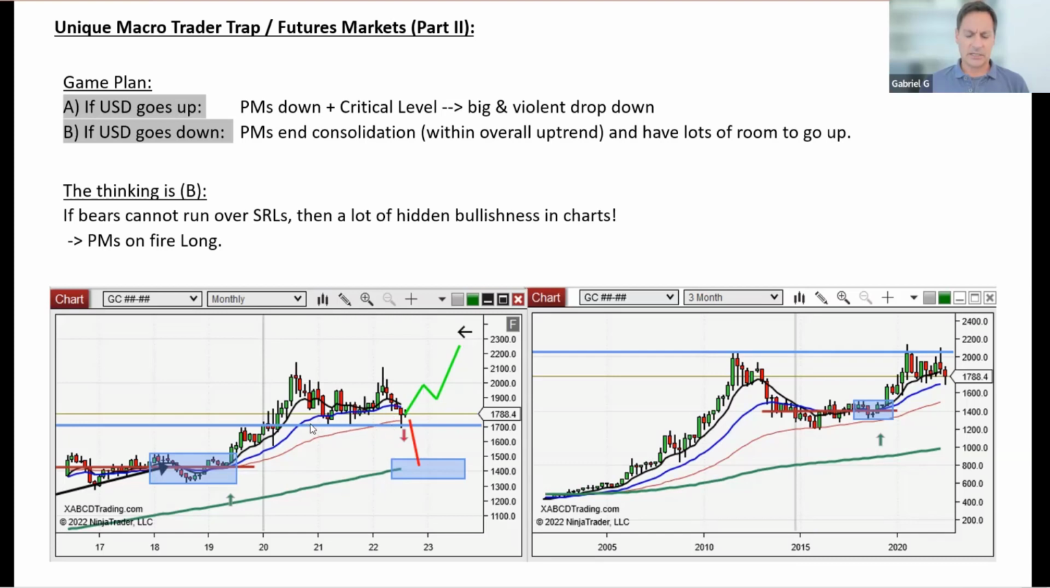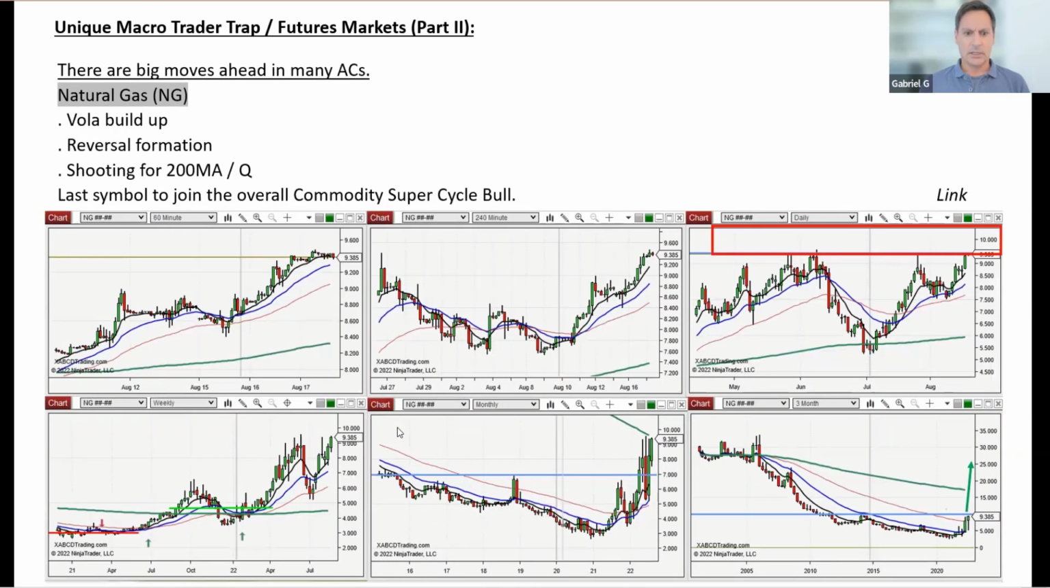Now, as we are that close to this critical level, it looks really easy for the bears to create this volatility and to make a big move. The market is looking for these things, right? Now, if they cannot do that, well, then there's hidden bullishness in the chart, and then I'm getting even more bullish and even more convinced that this actually could be the low. Now, there are big moves ahead in many asset classes.